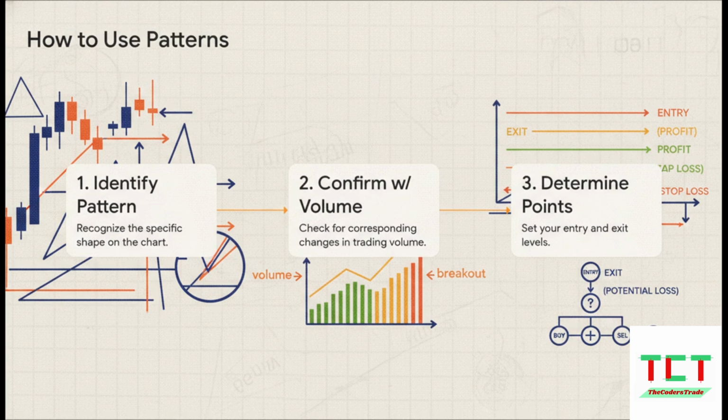It's way more reliable if you confirm it with trading volume. See, a breakout from a pattern on high volume shows strong conviction. A breakout on low volume? That's not so convincing. And third, you determine your plan. Know exactly where you'll get in, where you'll take profits, and most importantly, where you'll cut your losses if you're wrong.